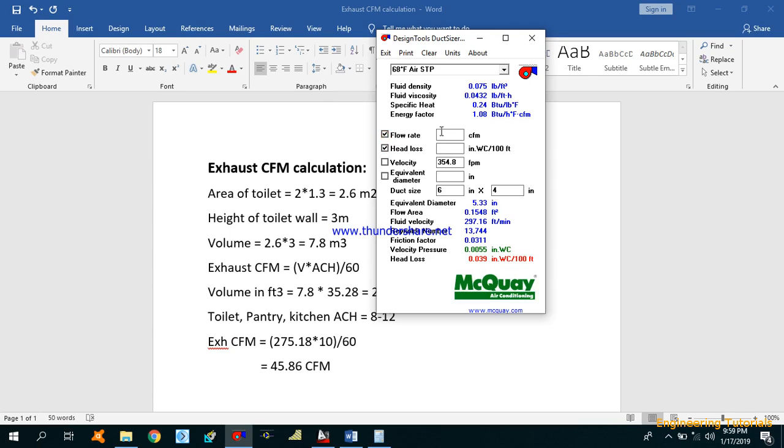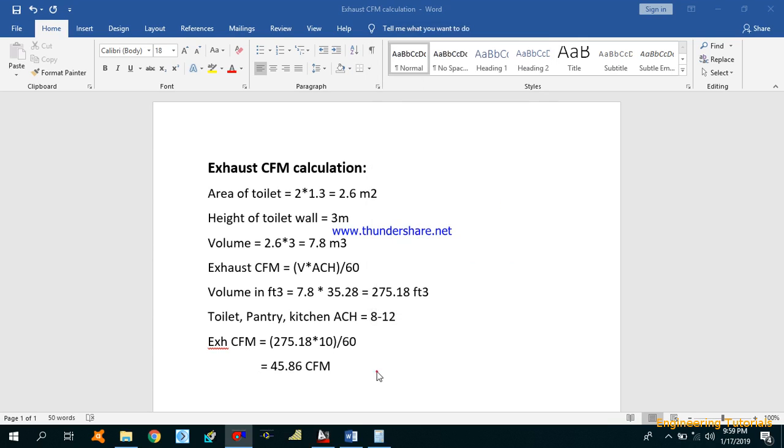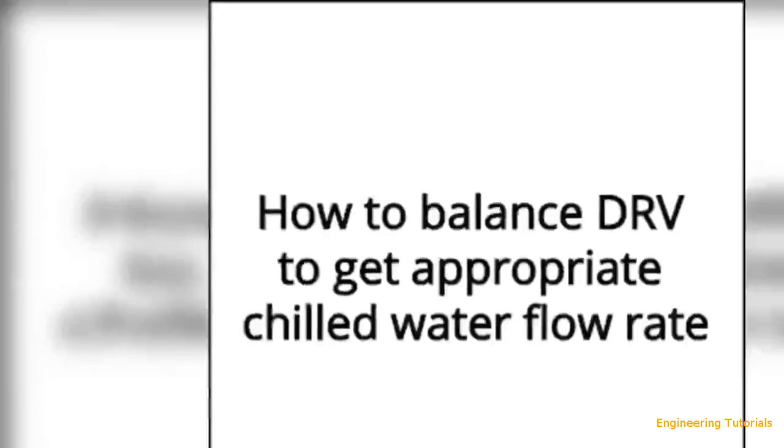Oops, sorry, 46 CFM, 1.6. So it will be around 5 inches. So 5 inches will be rounded off, and it will get 6 inches. So you will use 6 inches over here for that much CFM. So this is how you can calculate the exhaust CFM.